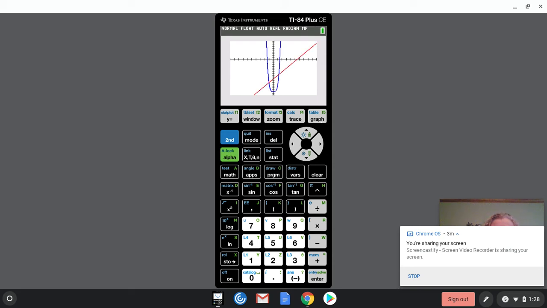Okay, let's graph and see if we could see their intersecting points. Yes, I could see there's going to be two solutions to this. Okay, so I'm going to go for the one on the left. Let's find that intersection point.